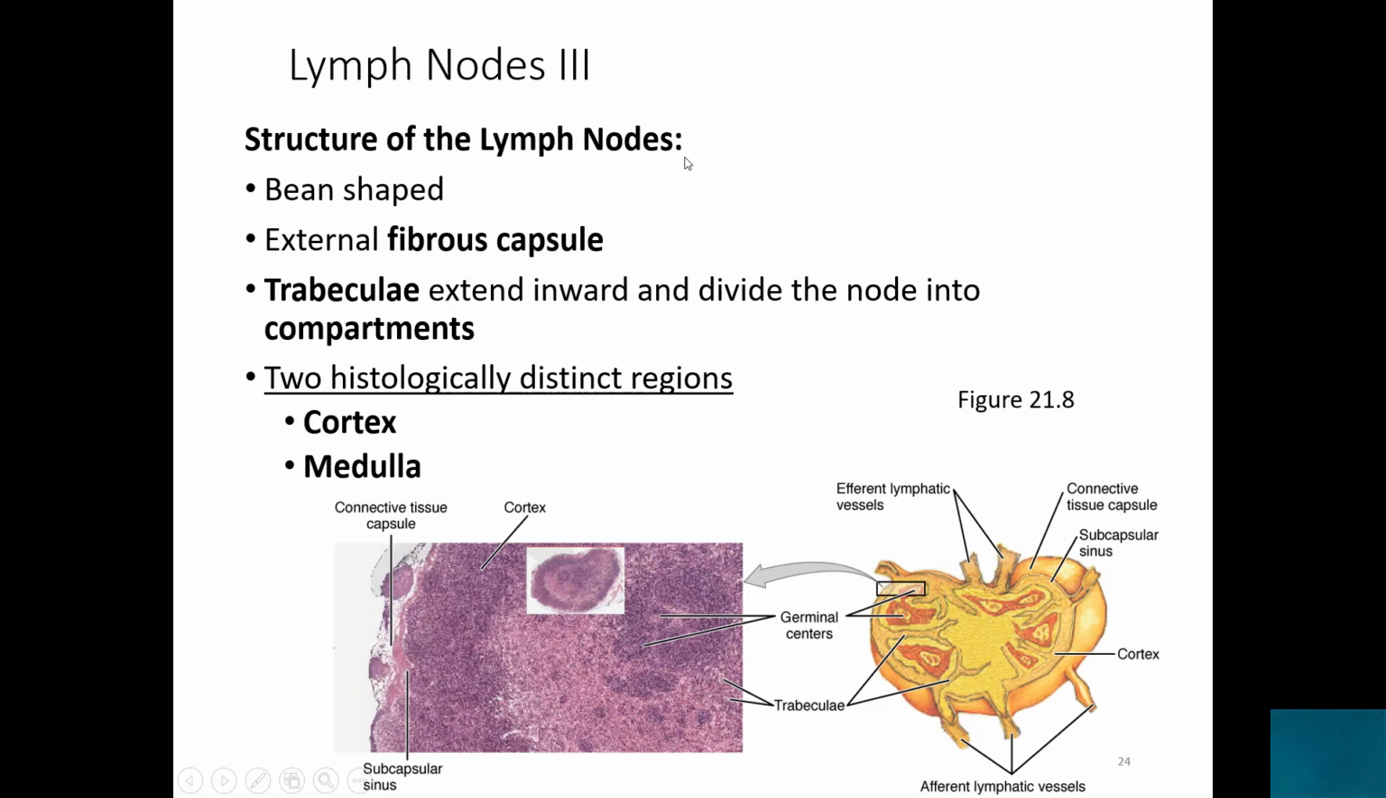Structure of the lymph nodes. They have a bean-shaped structure. They are covered with a capsule. Inside there will be trabeculae made of connective tissue that divide them into several compartments, and inside each compartment you can find a cortex and medulla. So here on the microscopic slide you can see the cortex, and right here there would be the medulla.